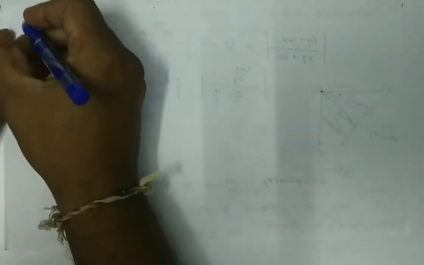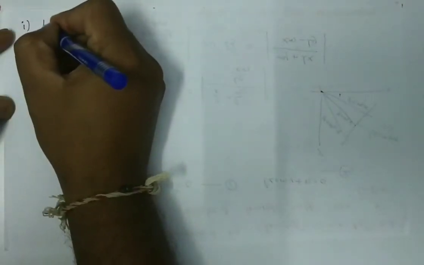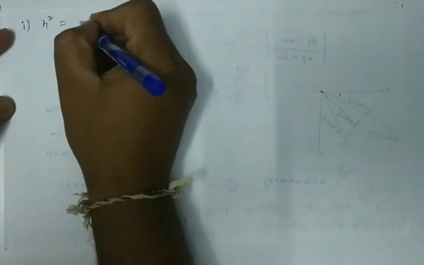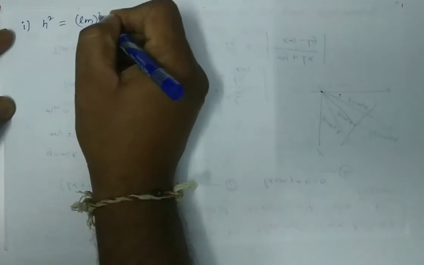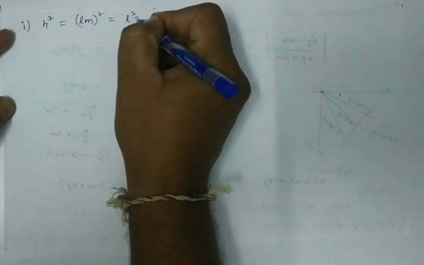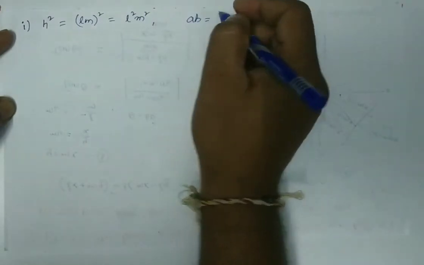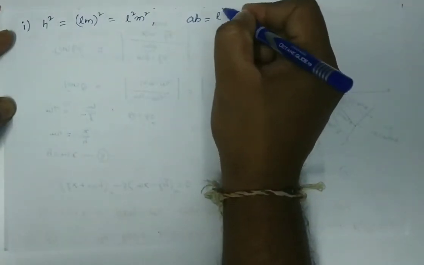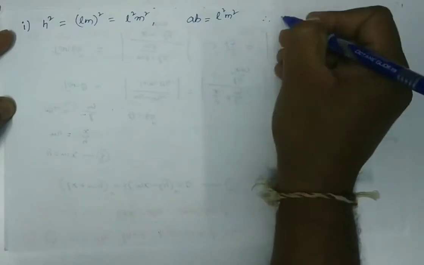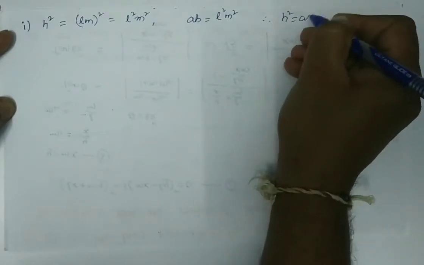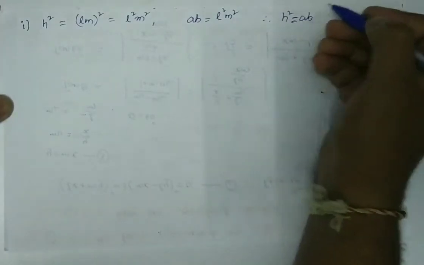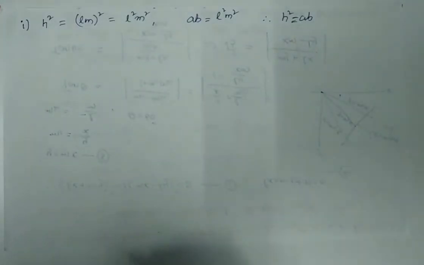Okay, first let us find H square. H square is nothing but Lm whole square, which is equal to L square M square, and AB is nothing but L square M square. Okay, therefore H square is equal to AB. Okay, next condition.